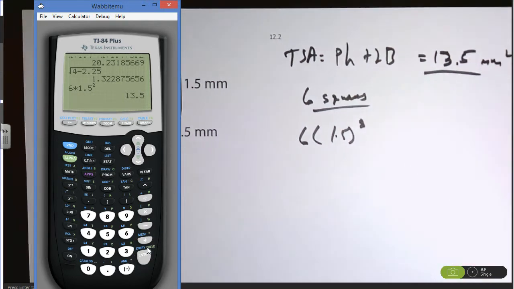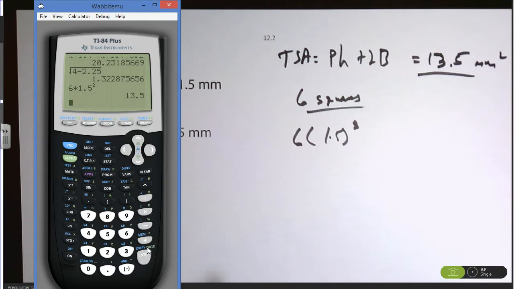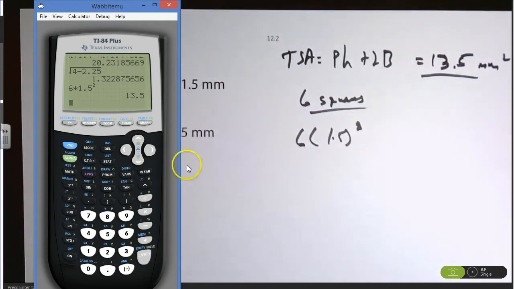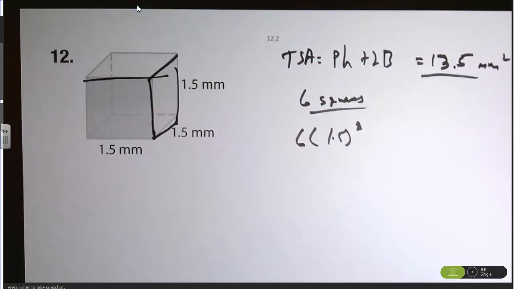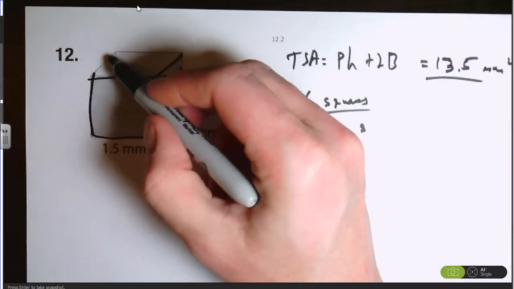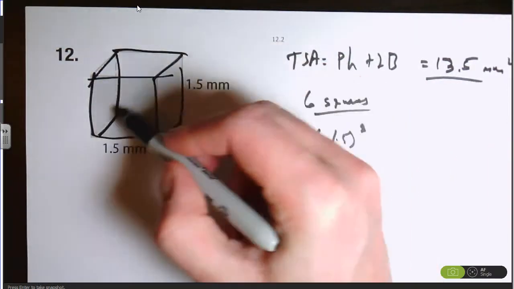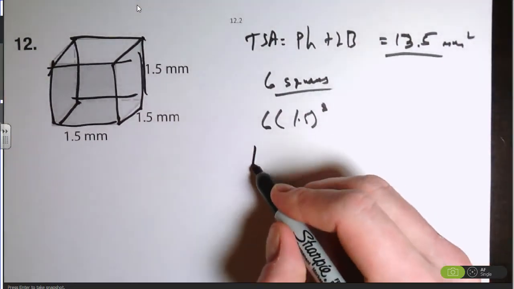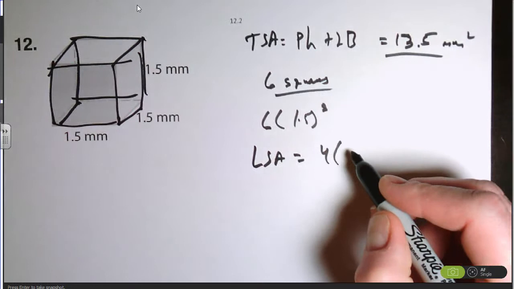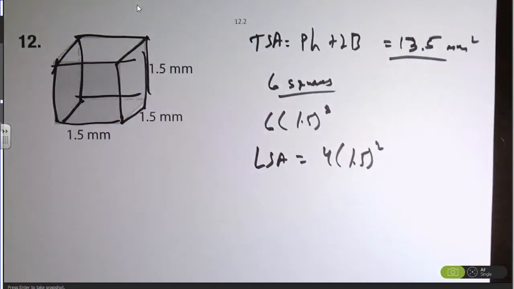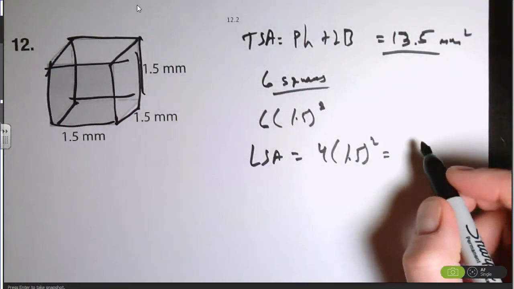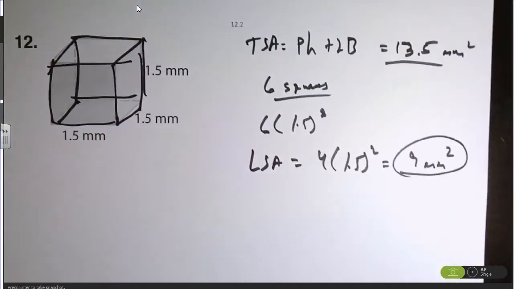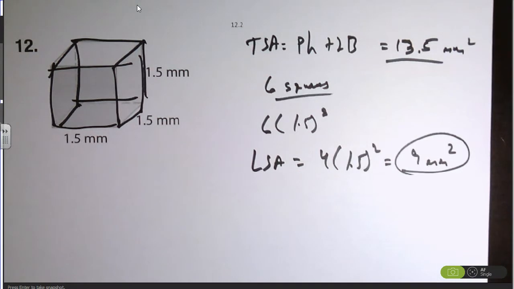Now you might say to yourself, well, that's good for the total surface area, but what about the lateral? I said to do perimeter of the base times the height. No, you don't, because there are 4 squares that make up the lateral surface area. So the lateral surface area is just 4 times 1.5 squared, which is 2.25 times 4, which ends up being 9 square millimeters. So that one's nice and easy.